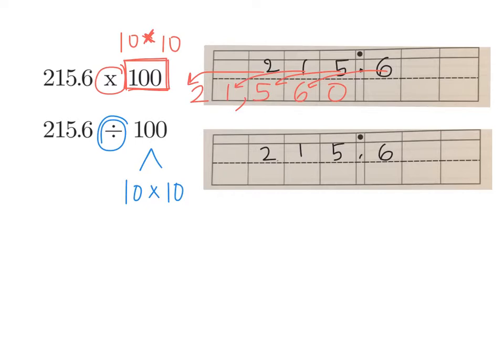2. 1, 2. So that one would go there. This one would go here. This one would go here. And then this one would go here. So my answer, 215 and 6/10 divided by 100, is 2 and 156. What place value is that? Thousandths. So it's 2 and 156 thousandths.